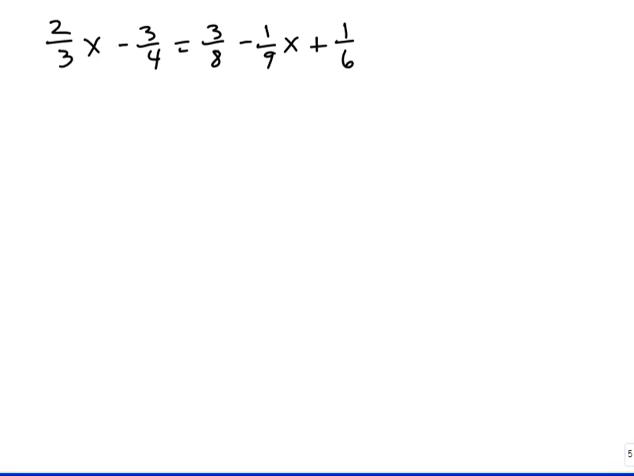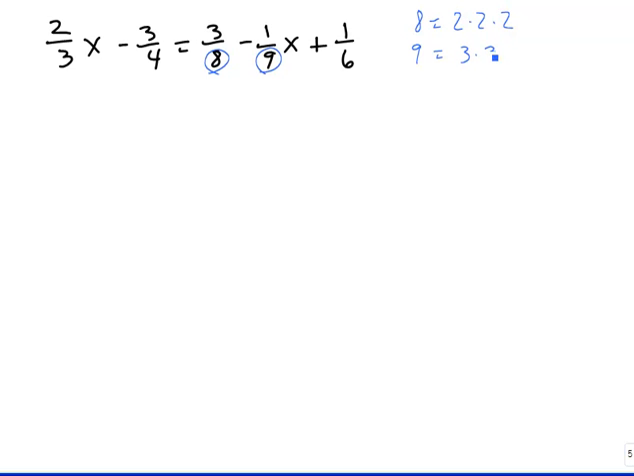So what we're looking for is a number that 3 divides into, 4 divides into, 8 divides into, 9 divides into, and 6 divides into. So when I'm trying to figure out a least common denominator, what I often do is take my two largest denominators that I have, in this case 8 and 9, and think about what the common denominator might be for just those two numbers. So 8 is 2 times 2 times 2, 9 is 3 times 3.